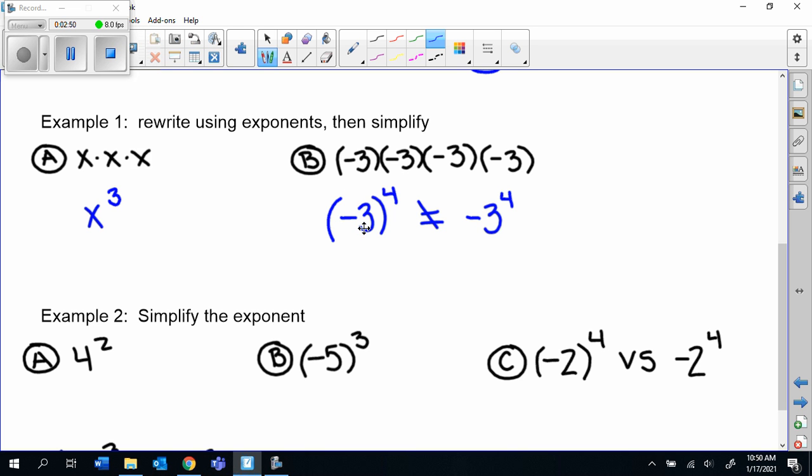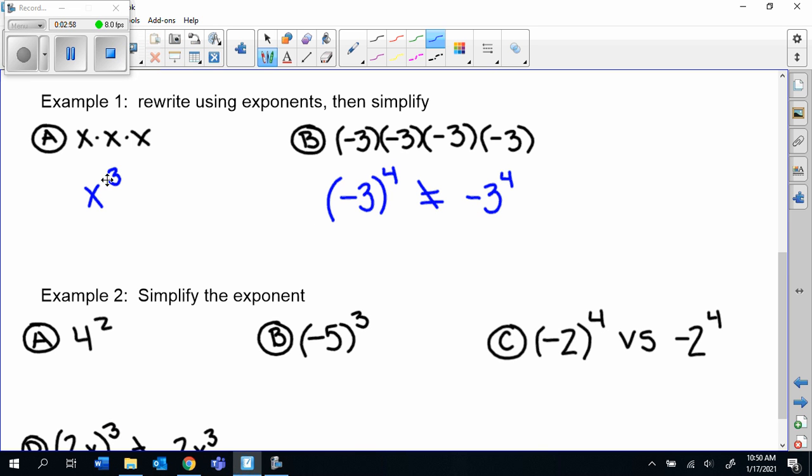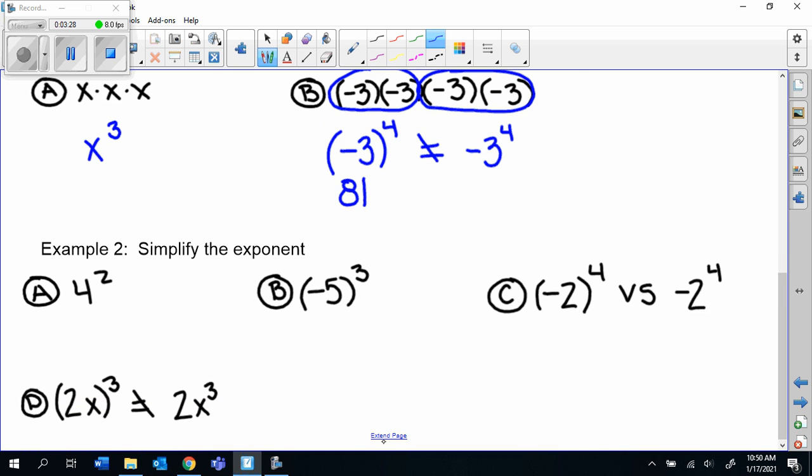You need to make sure that negative is included in your parentheses when you rewrite that and when you simplify it. So here we rewrote using these exponents. If we simplify this, it means -3 multiplied by itself 4 times. If I do this without a calculator, think through our grouping. -3 times -3 is a +9. This -3 times that -3 is a +9. And so this would be +81.